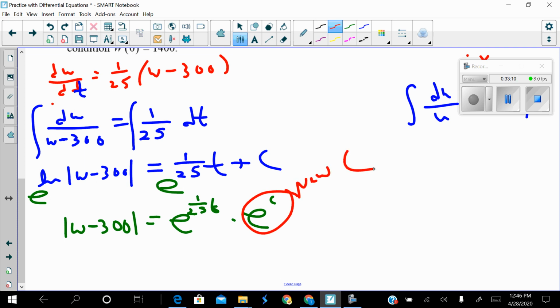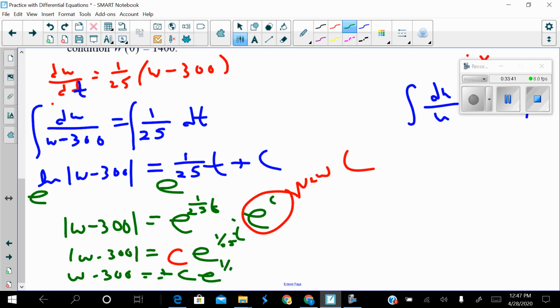All right. So I have absolute value of w minus 300 is equal to some new c, and you don't have to write new c, times e to the 1/25 t. Now the absolute value, it's just either going to be positive or minus. Technically, some people get crazy about this. You could write plus or minus some c, e to the 1/25 t. I usually don't do it this way. I usually just say, let's just figure out what c is. You'll know what it is in the end.